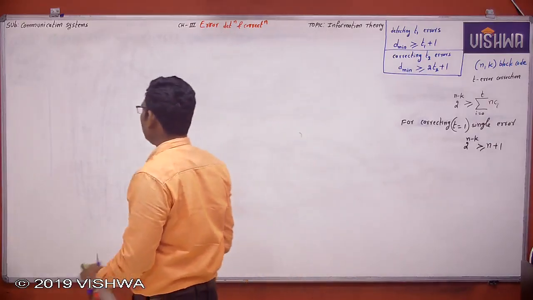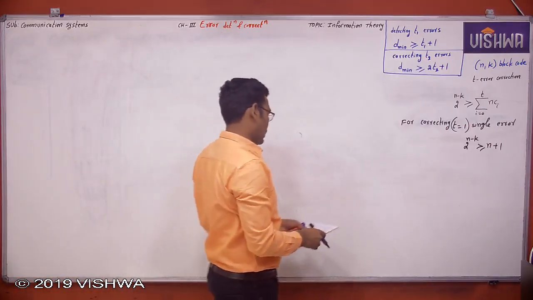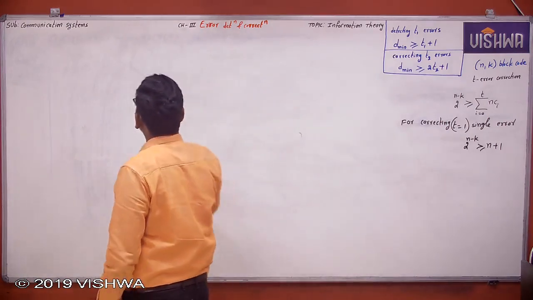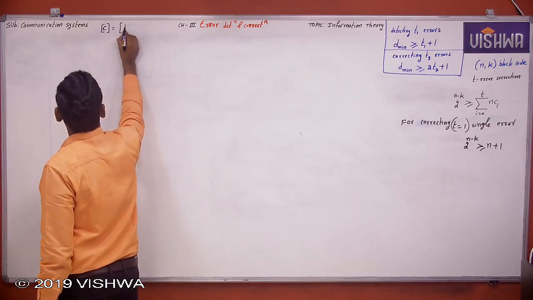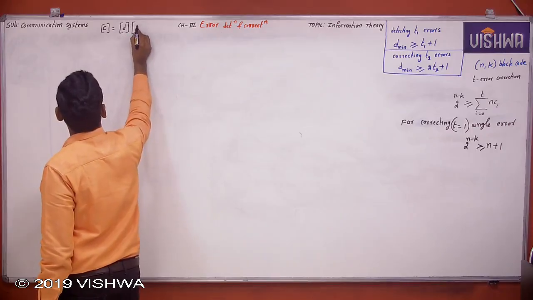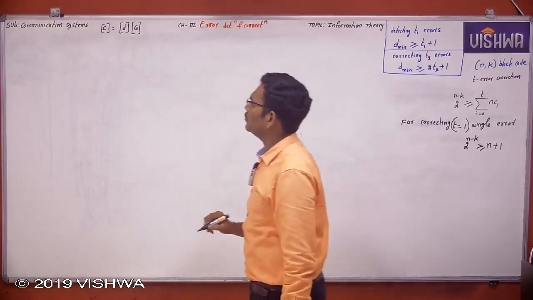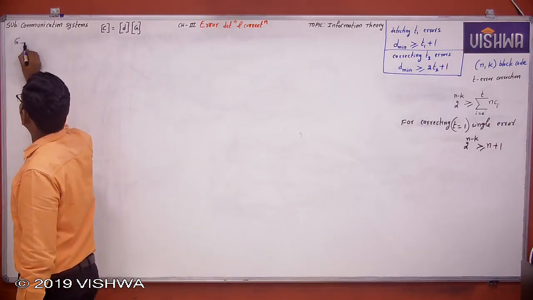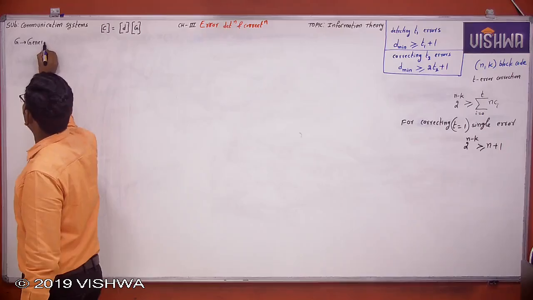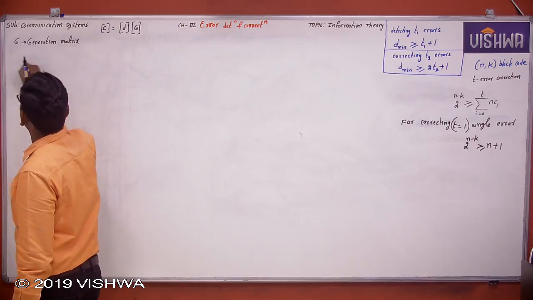Now, there is a matrix representation of a block code. The code C is represented in matrix form as D into G. You know C is the code, D is the data bits, and G is nothing but the generator matrix.